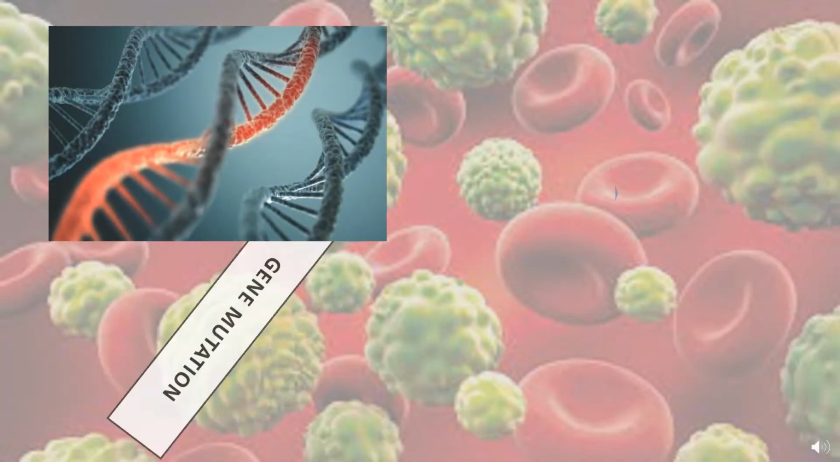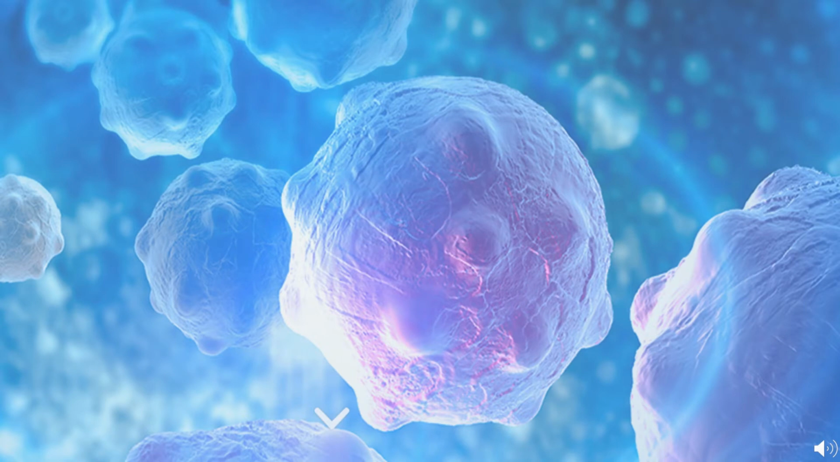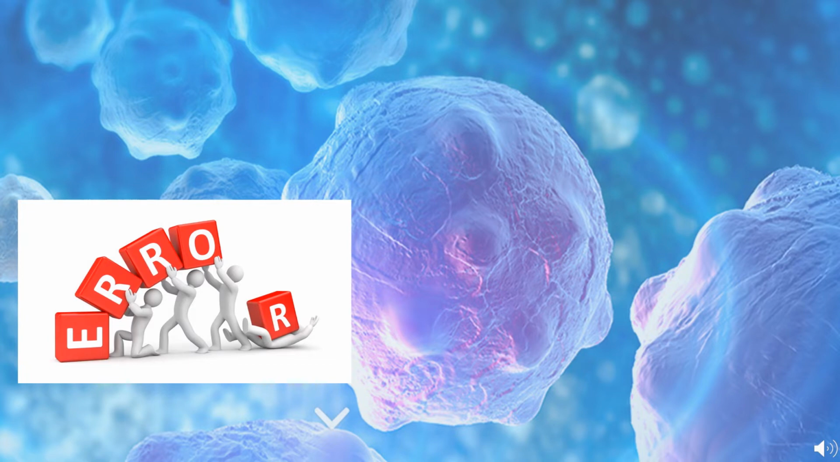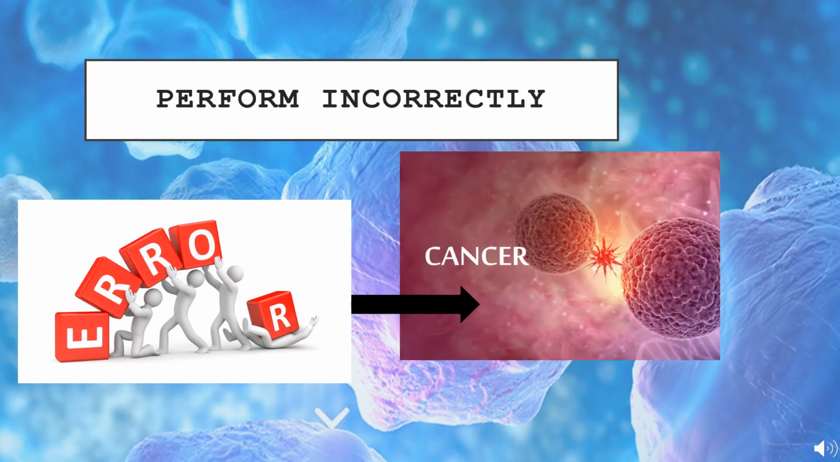This happens because of gene mutations, aka errors, in the cell's DNA. Think of it this way. Errors in the instruction guidebooks of a person's cells cause the cells to perform their jobs incorrectly, creating the state of cancer.